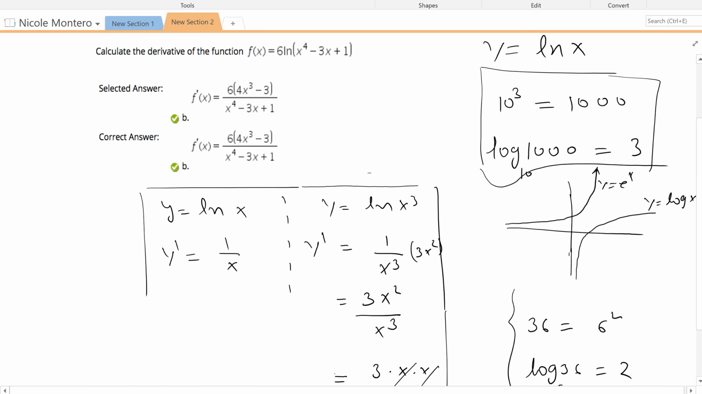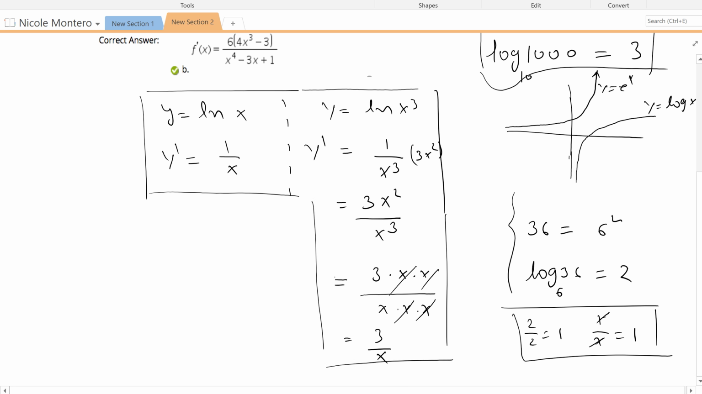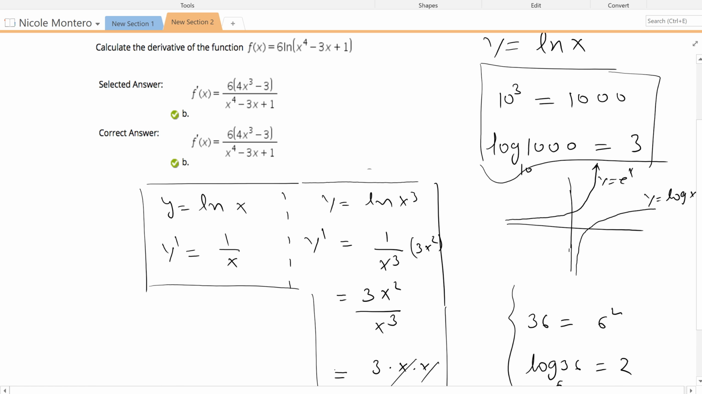Now we do this example. Question number 3. Now the first step is, 6 is a constant, so you keep it as it is, and derivative of ln is 1 over whatever you have in the bracket you write down there.